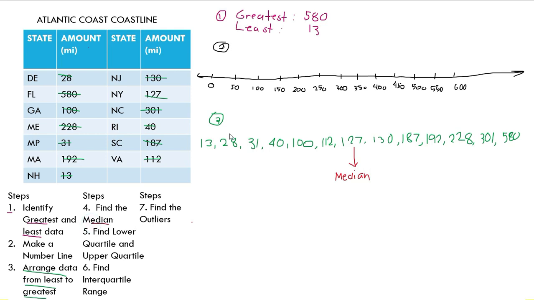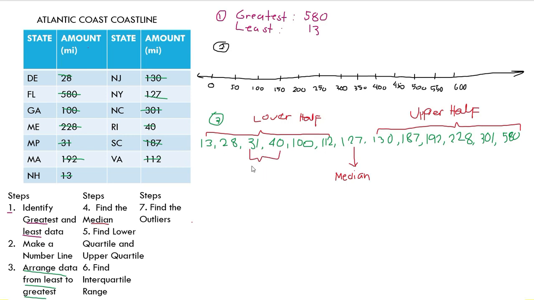After finding the median, we will now find the lower quartile and the upper quartile. So we need to cut this into 2 halves. This and then this one. This will be our lower half, and then the other one is our upper half. Then you have to identify the median of our lower half, and that would be your lower quartile. So this is 31 and 40. We have 2 middle numbers. So you have 31 plus 40, divided by 2, and therefore that is equal to 35.5. That is your lower quartile.